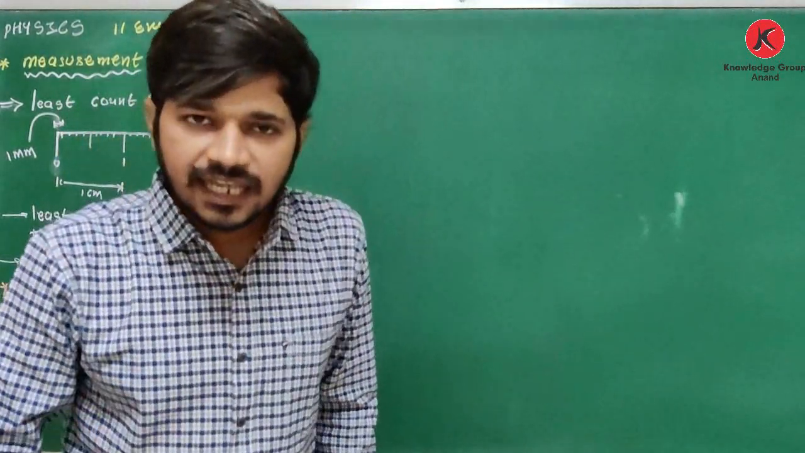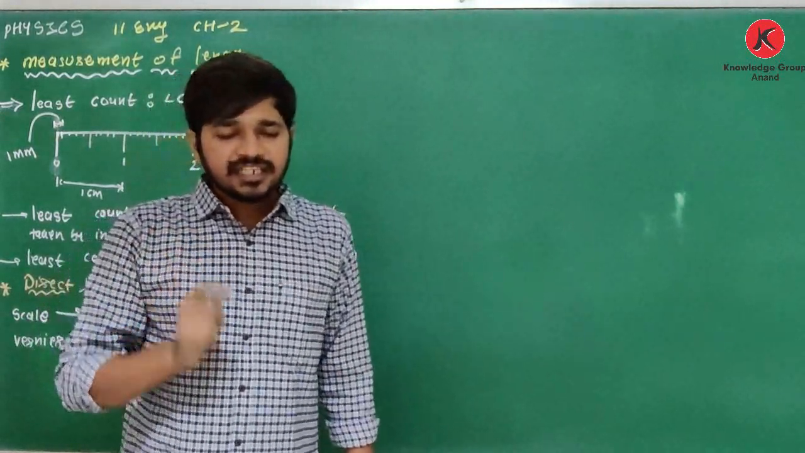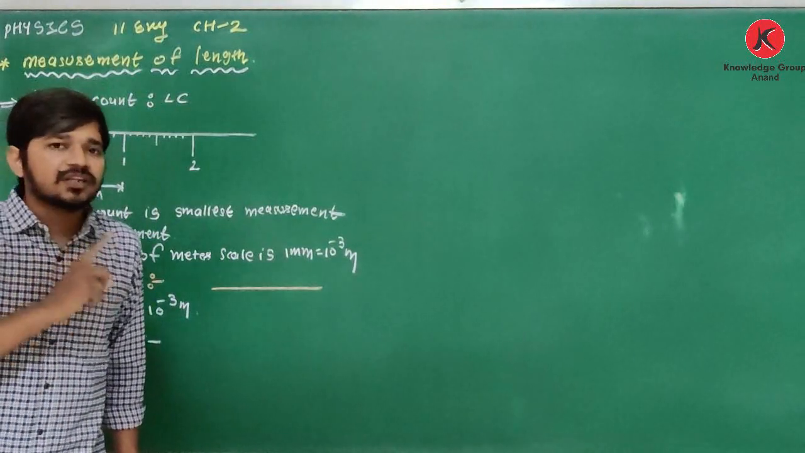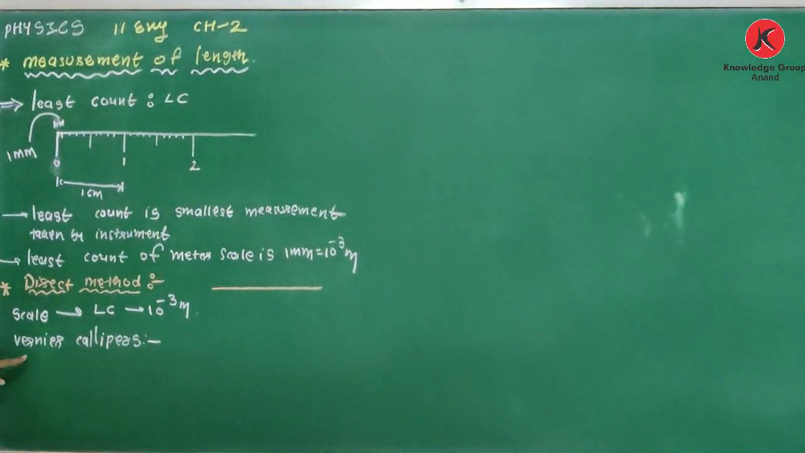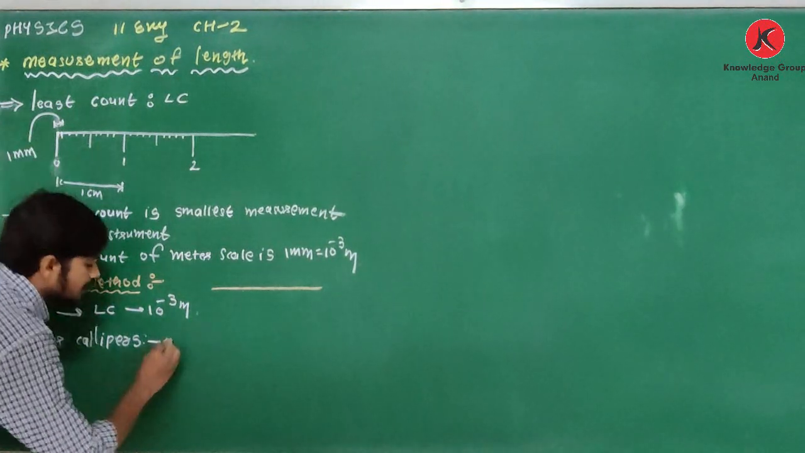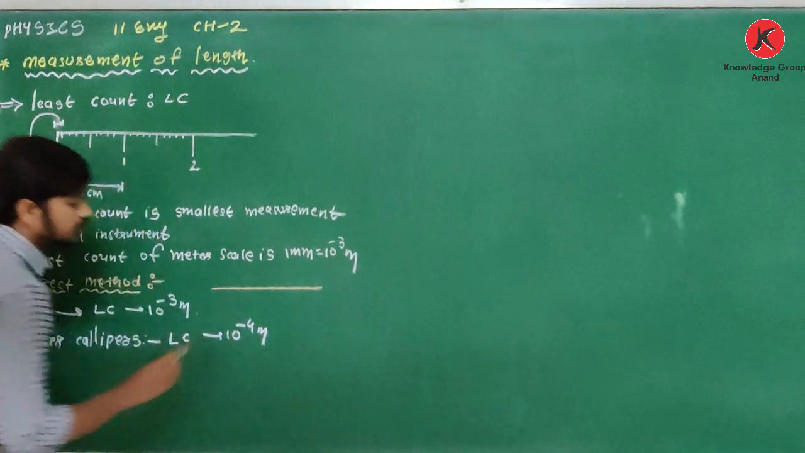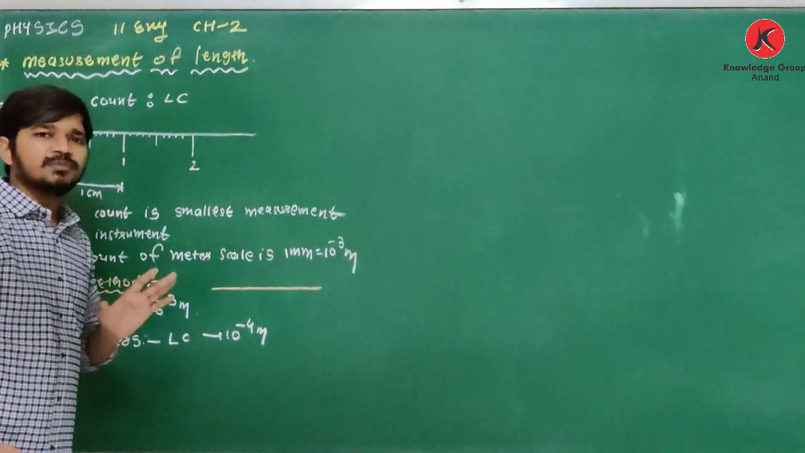What is a vernier caliper? How to use a vernier caliper? How to take readings with the help of a vernier caliper? That we will see in practical. Right now, you have to remember its least count. Its least count is 10 raised to minus 4 meter. It means the length which cannot be measured with the help of a scale, we can measure with the help of vernier calipers.